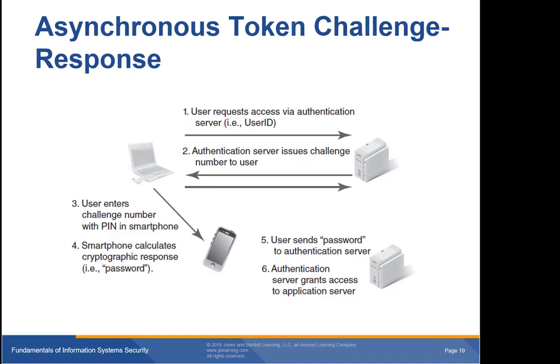This figure shows an asynchronous token challenge response process. Look at number 1. Here a user requests access via an authentication server, for example, the user ID. Number 2, the authentication server issues the challenge number to the user. Moving to number 3, the user enters challenge numbers with PIN and smartphone. Moving to number 4, the smartphone calculates a cryptographic response, which is a password. The user sends the password to the authentication server in number 5. And in number 6, the authentication server grants access to the application server.